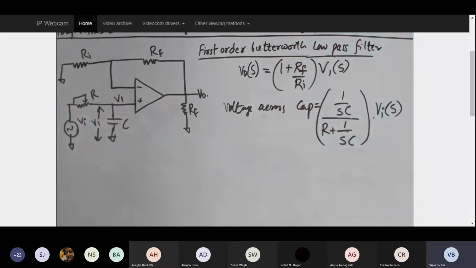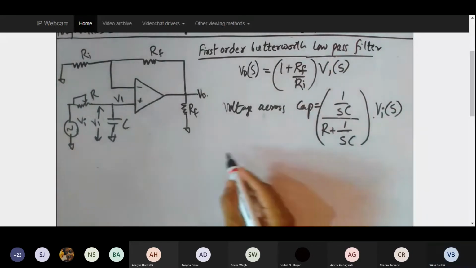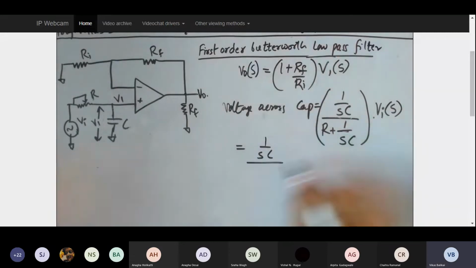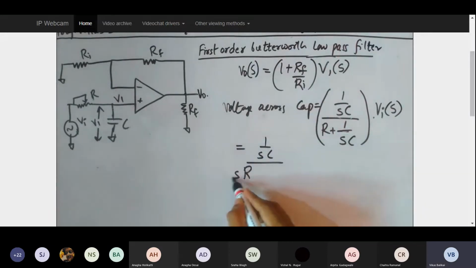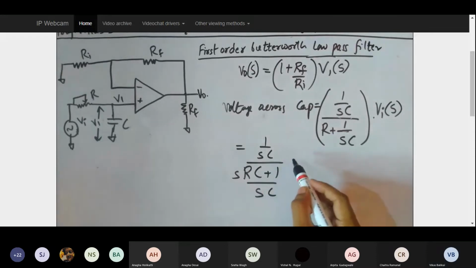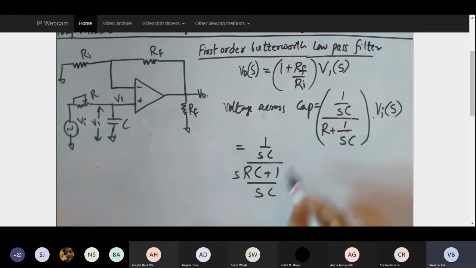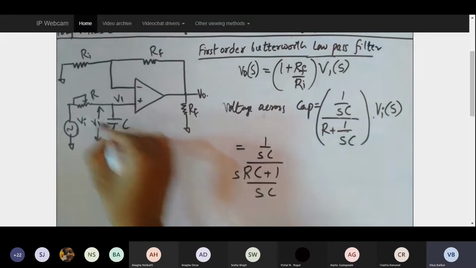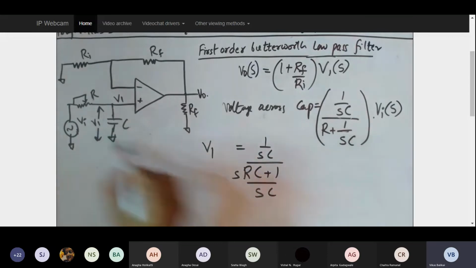Fine. So this is the voltage across the capacitor. Now, if I solve this, what am I going to get? 1 by SC divided by SRC plus 1 divided by SC. This is the voltage across the capacitor, which is named V1. So V1 is given by this entire thing.